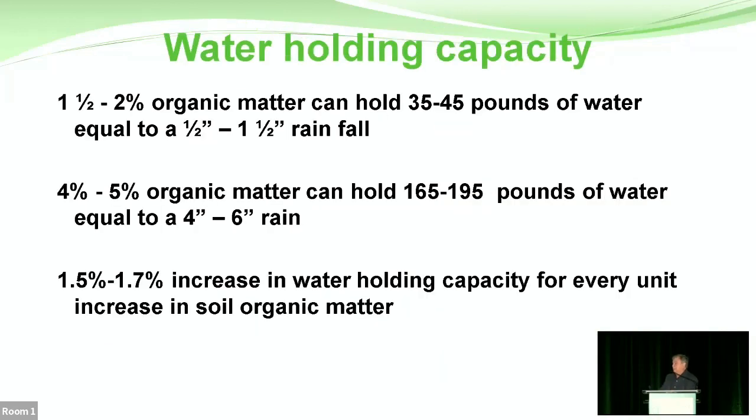So just some calculations and factors here. We look at how important that is. 1.5% to 2% organic matter can hold 35 to 45 pounds of water, equal to 0.5 to 1.5 inches of rainfall. 4 to 5% organic matter can hold 165 to 195 pounds of water, equal to 4 to 6 inches of rain. So we really see how important this is. And water, everybody understands how essential water is to life. And how can we maintain that in droughty soil conditions?